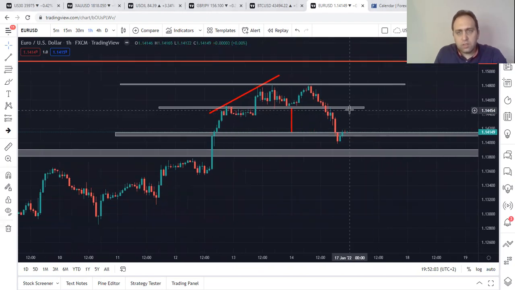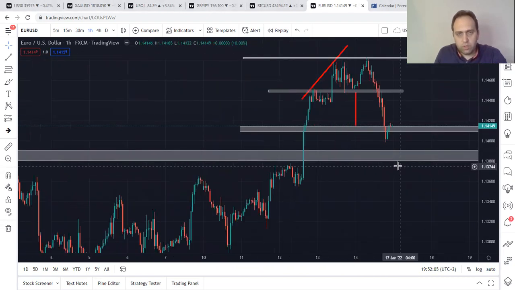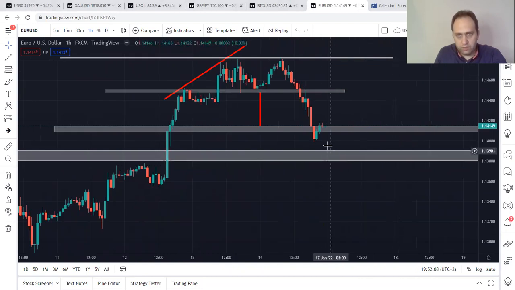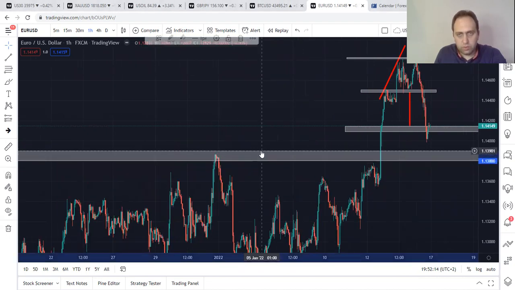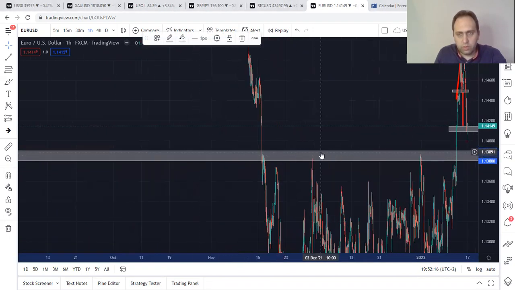So anyway, now we have to check the euro dollar. What will happen with the euro dollar? First, if it's going to go down again, we have to break this support to see if it will go down. It will go down.